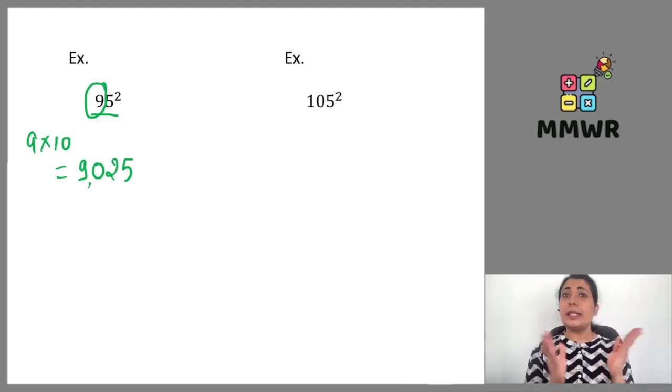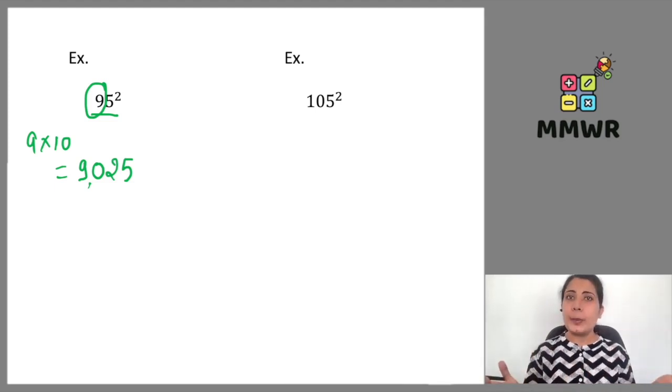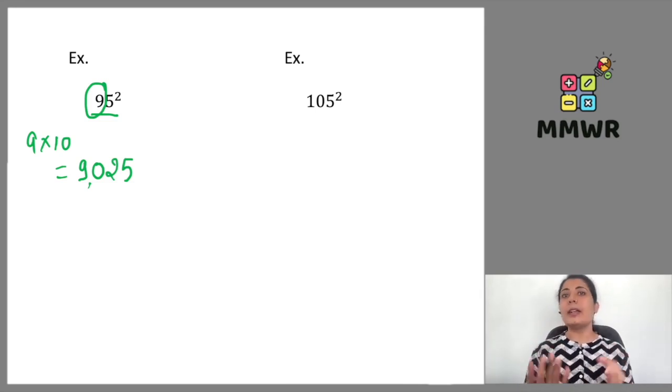You can see we can easily find the square of big number, small number, but the condition is it should end up with 5. The unit digit should be 5.